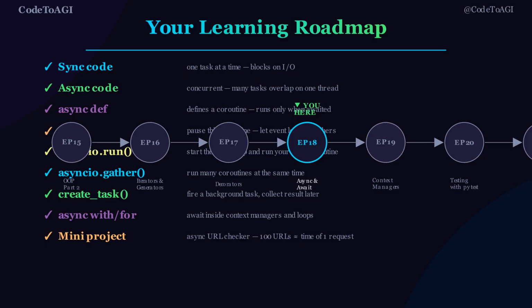Async with and async for work with async resources and generators. aiohttp is the async HTTP client. Use it instead of requests in async code.